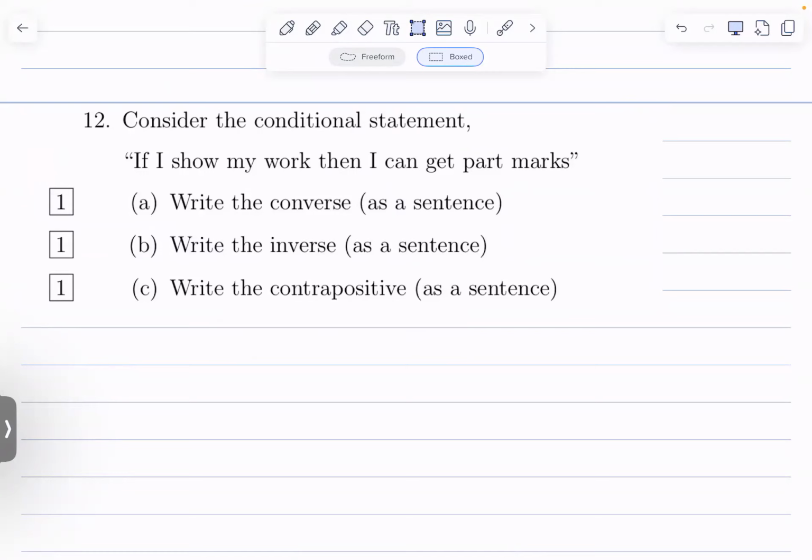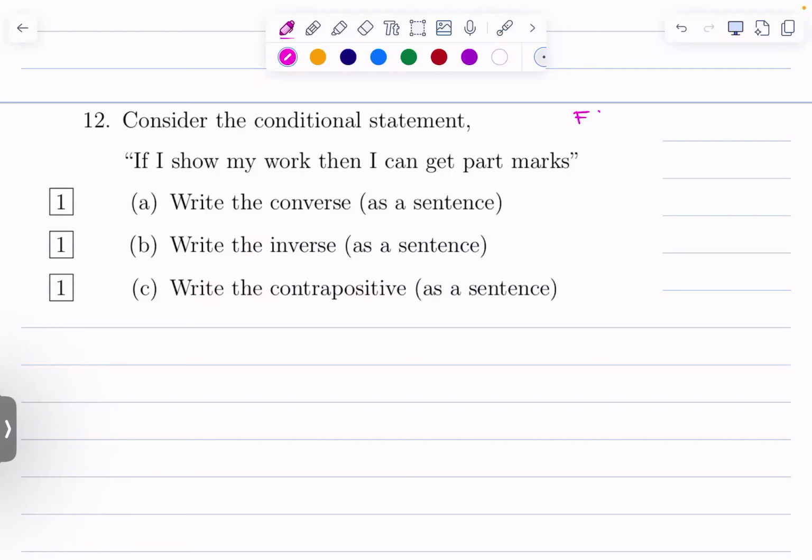Consider the conditional statement. If I show my work, then I can get part marks. I can get full marks too. First, write the converse as a sentence, then write the inverse as a sentence, and then write the contrapositive as a sentence. Now, I'll do it in pink.